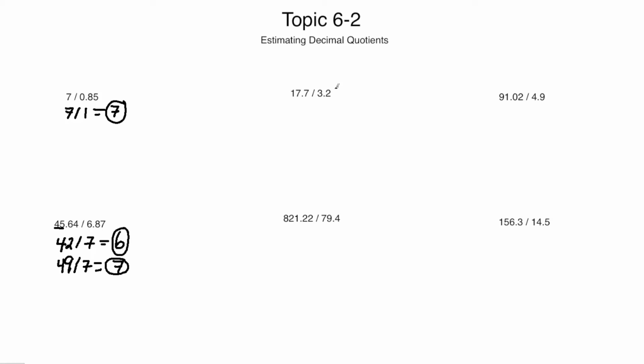Now, go ahead and try to pause this and see what you come up with for the estimation. You have 17 7/10 divided by 3 2/10. Well, estimate your divisor first. And now, what are you going to change 17 7/10 to that would make it compatible with 3? So look at the first 2 digits, that's 17. Well, 3 can go into 18, so there it is. Write 18. 18 divided by 3 is 6. There's your estimated quotient. If you got that, awesome!